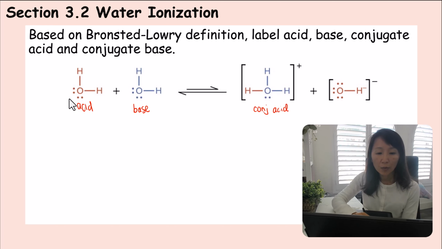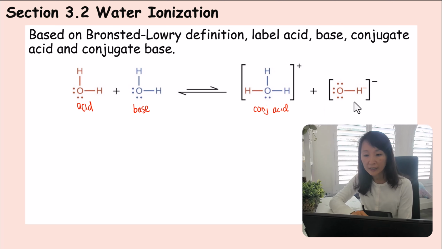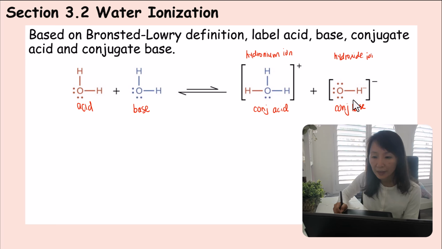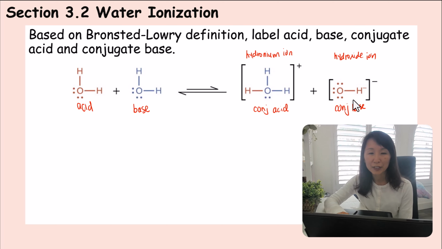Again, this water acid becomes a hydroxide ion. It's OH minus, the H is gone. So now we have the conjugate base. Just in case you forgot, I will let you know that this is called the hydronium ion, and this is the hydroxide ion. Names could get pretty confusing.